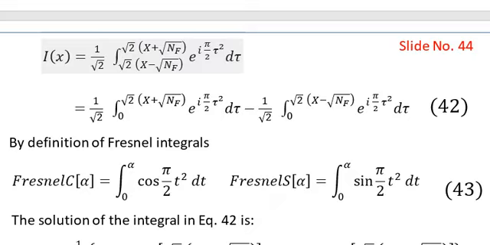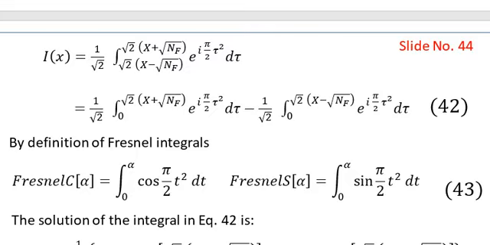These are the two limits, one from X minus square root of NF to X plus square root of NF. We want to break up this integral into two integrals, both going from 0 to the upper limit. So the lower limit we want to be 0. We have set this up as in equation number 42.